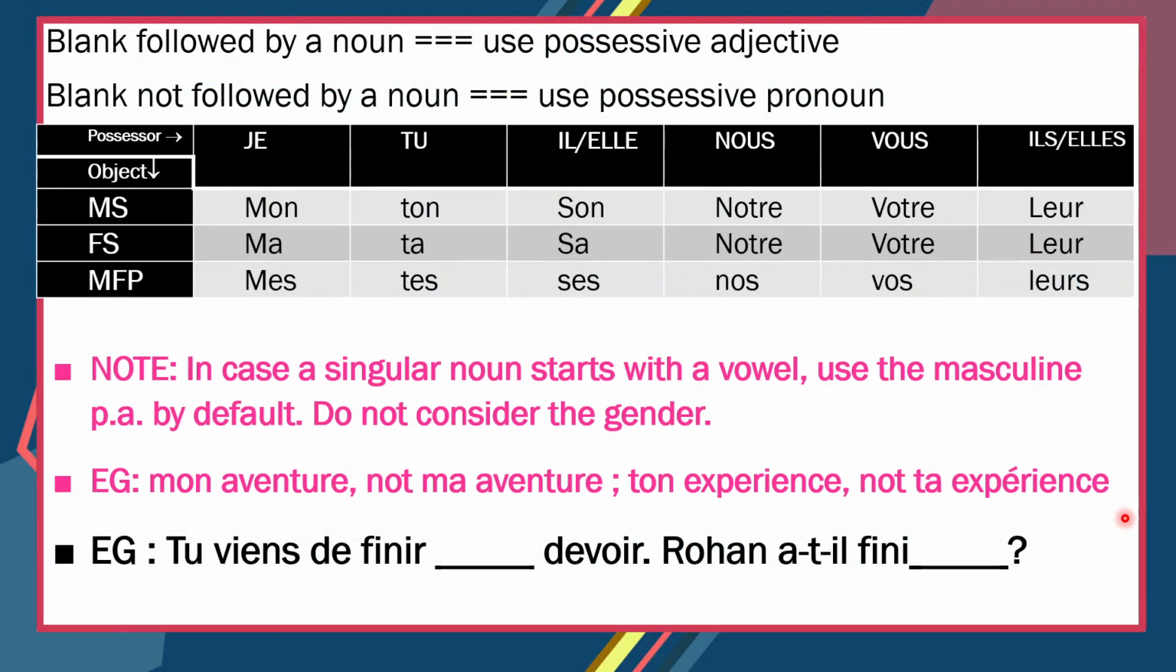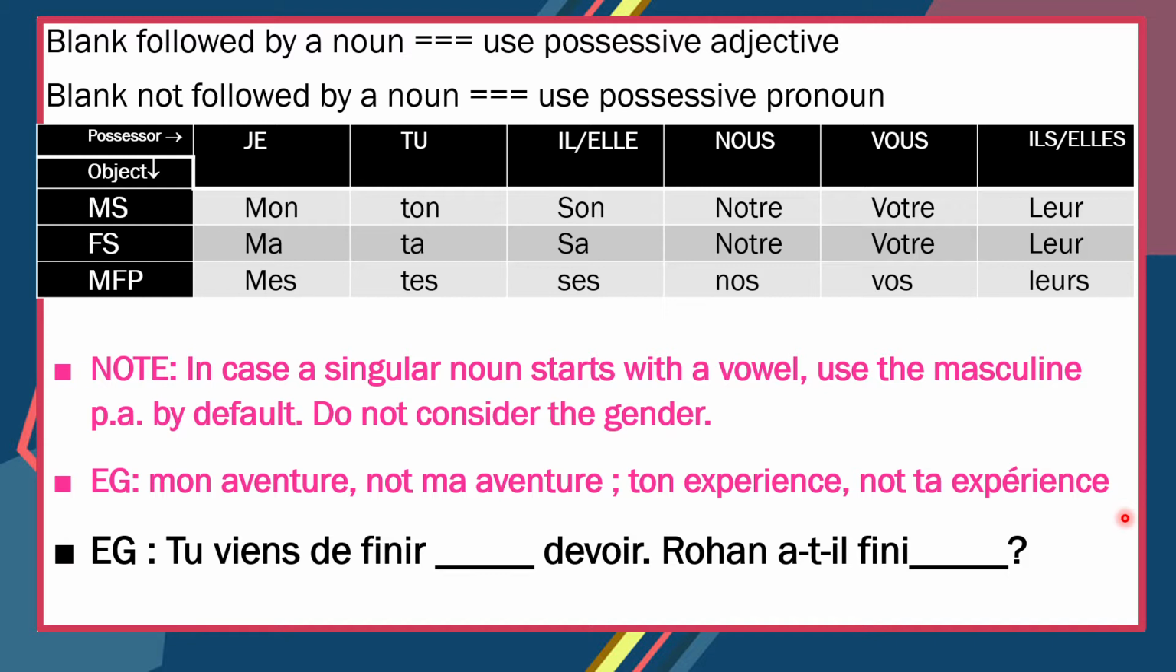Now, for your board exam, you are given a sentence with two blanks in it. It has to be filled with either a possessive adjective or a pronoun. Now, both may be possessive adjectives also. That could be the case. It's not necessary that it has to be one adjective, one pronoun. In some cases it could be both adjectives.